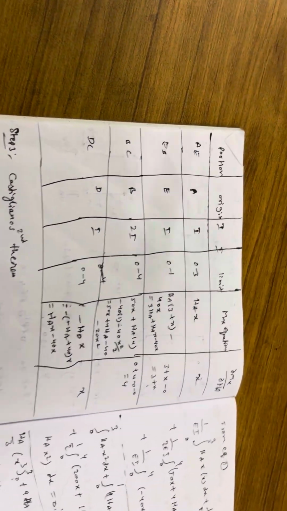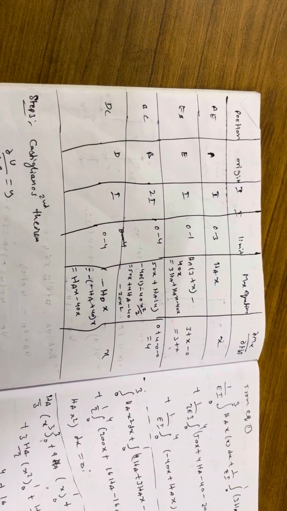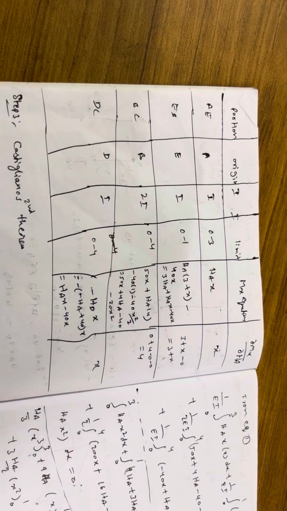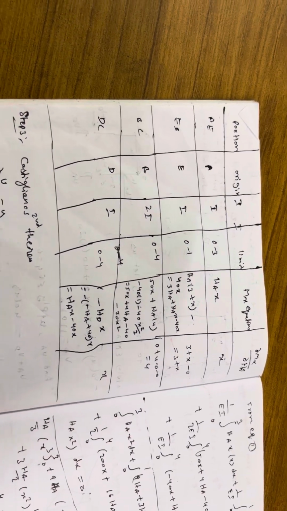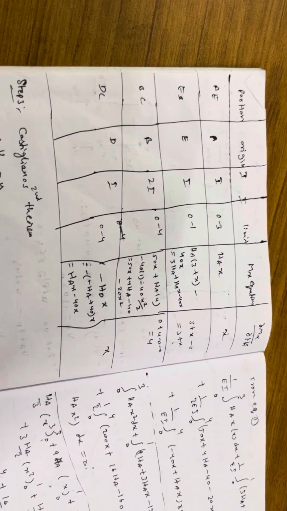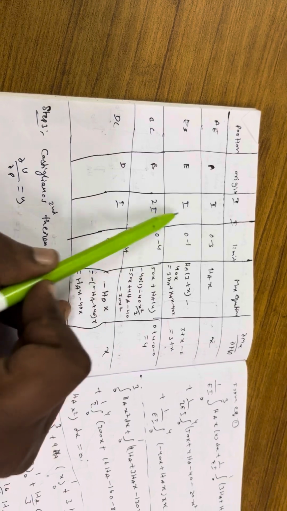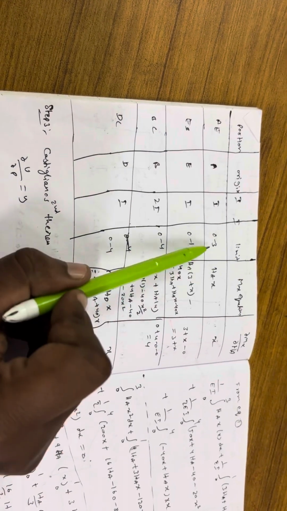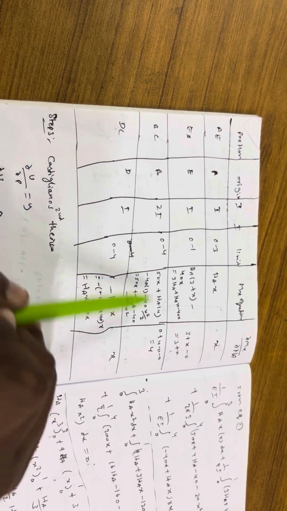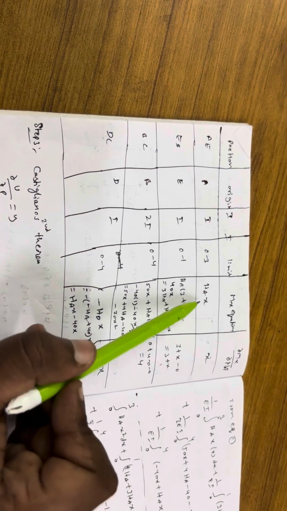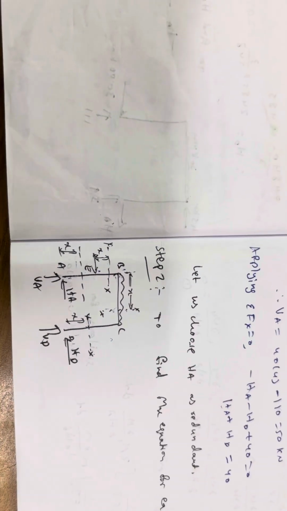For that we have a table: portions, origin, I, limit, MX equation, ∂MX/∂HA. We have different portions AE, EB, BC, DC, and the origins I have taken are A here, E here, B here, D here. I values we have written here. For BC it is 2I, limits 0 to 3, 0 to 1, 0 to 4, 0 to 4. Next, the MX equation. What is the MX equation here?